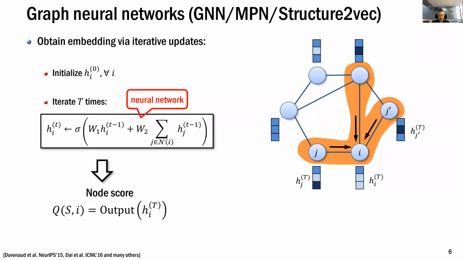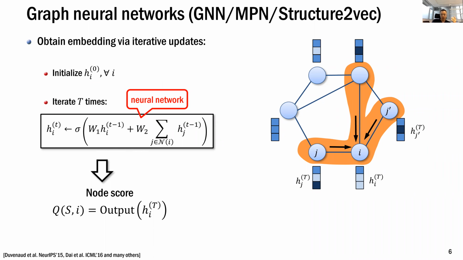And since the message passing operator in this graph neural net is parameterized by some neural net, here these neural nets are parameterized by W1, W2. So you're not going to fix this neural net parameter, right? It's going to be some parameter which you can learn based on a family of problem instances, okay?